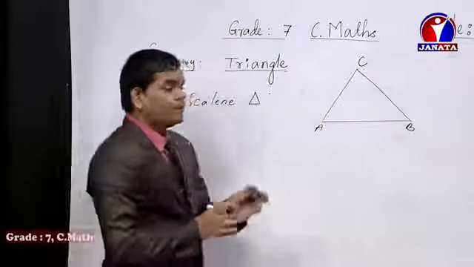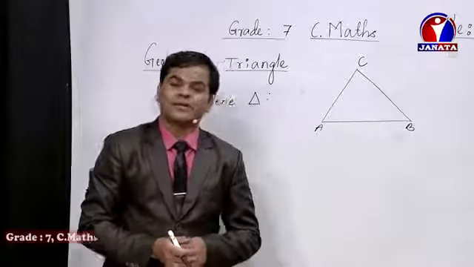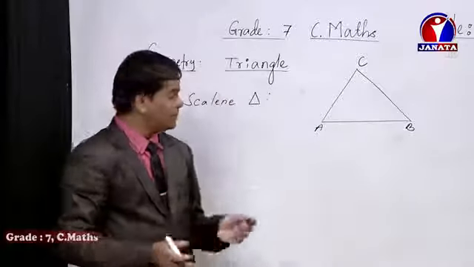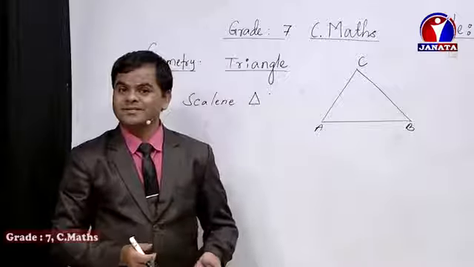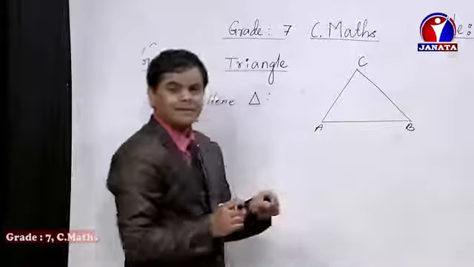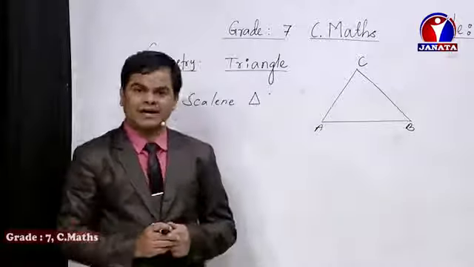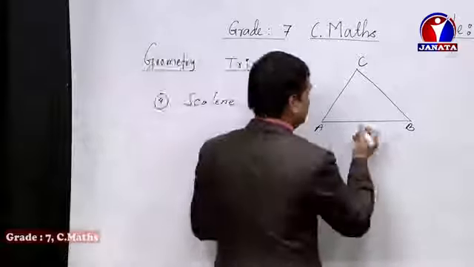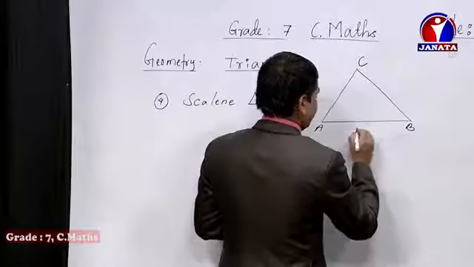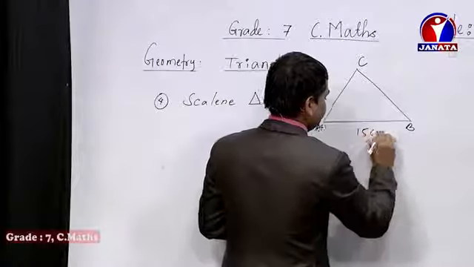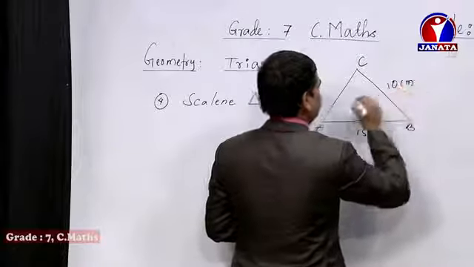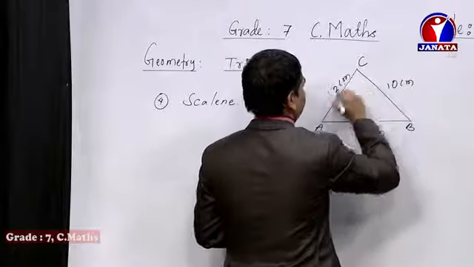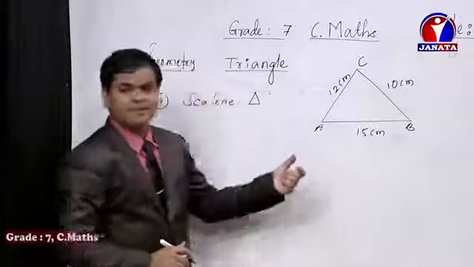Now you will not get any properties which you have found in the previous three figures. That means no one side will be equal to another one. It means, for example, if it is 15 centimeter, 10 centimeter, 12 centimeter, look at here, all the sides have different measurement.